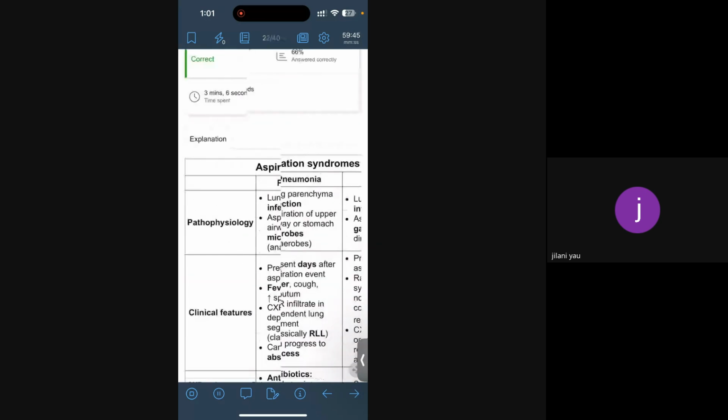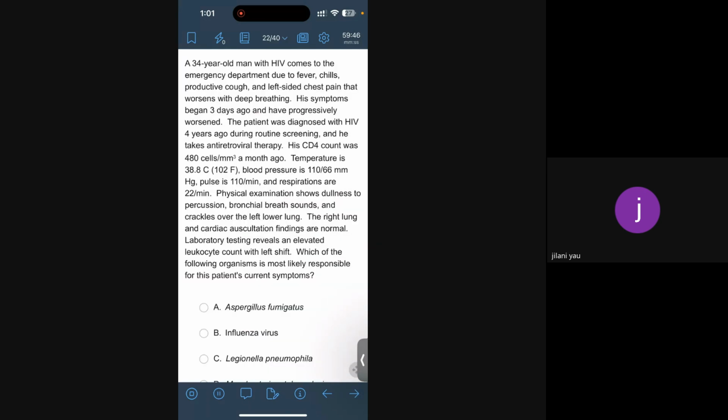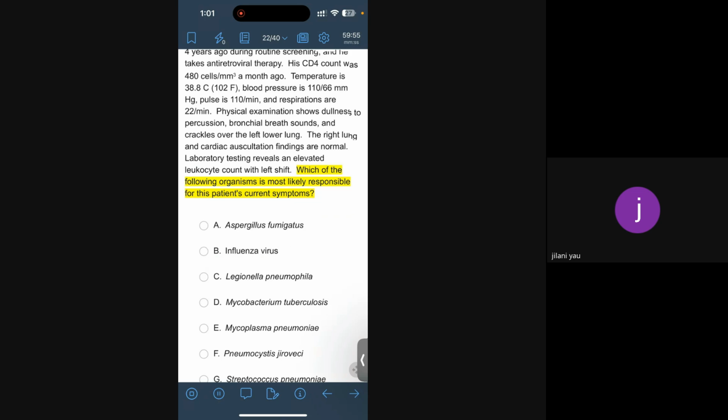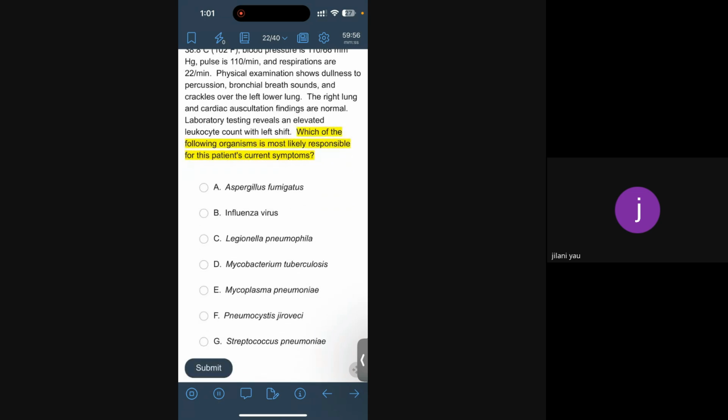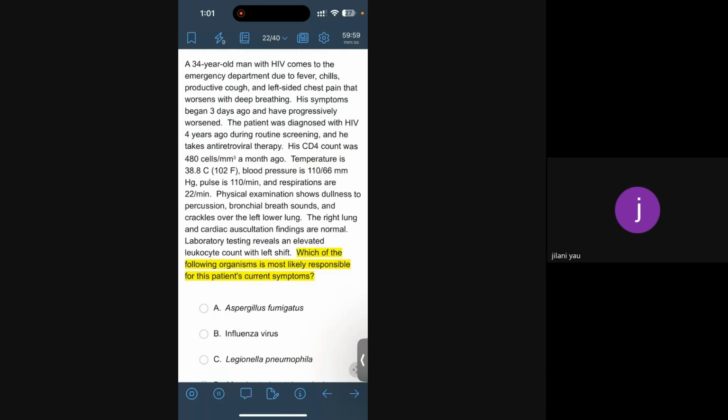Okay, let's move on to the next one. Which of the following is most likely responsible for this patient's symptom? See the options. Now let's see the question. The patient has HIV.